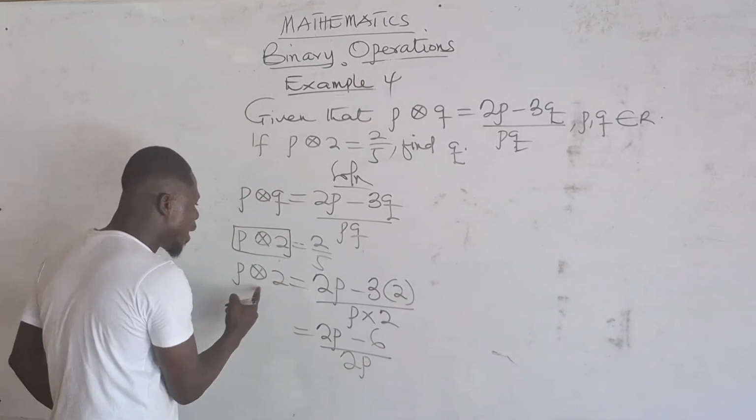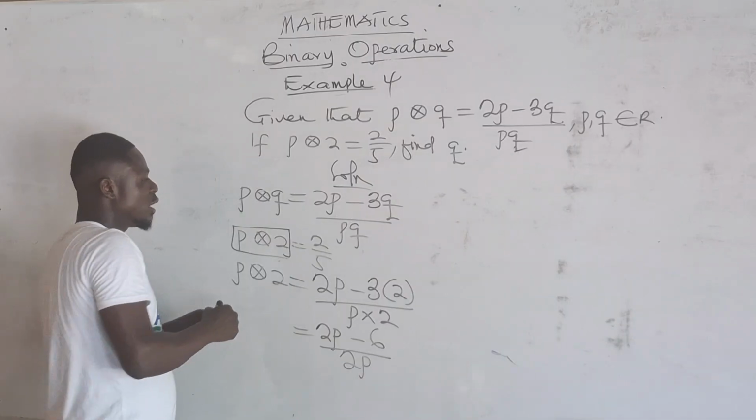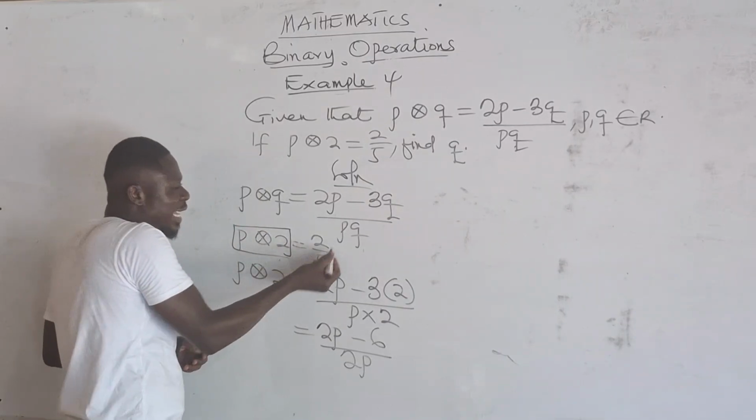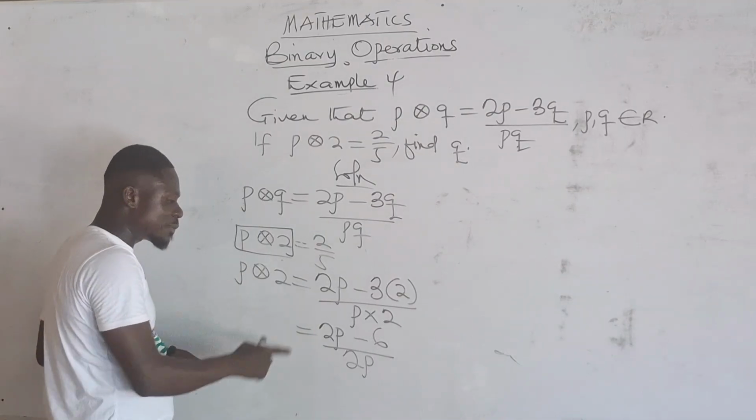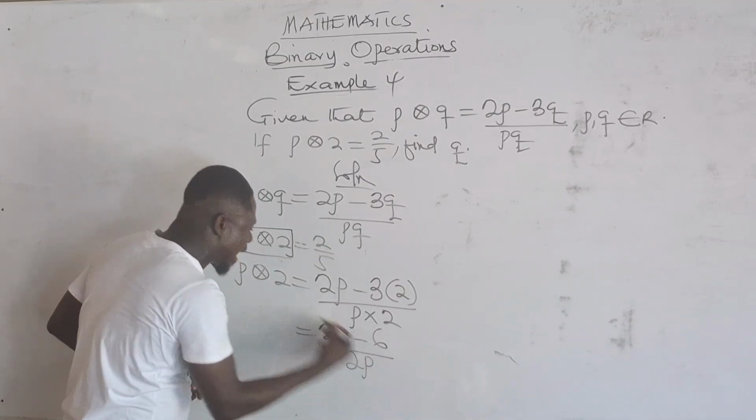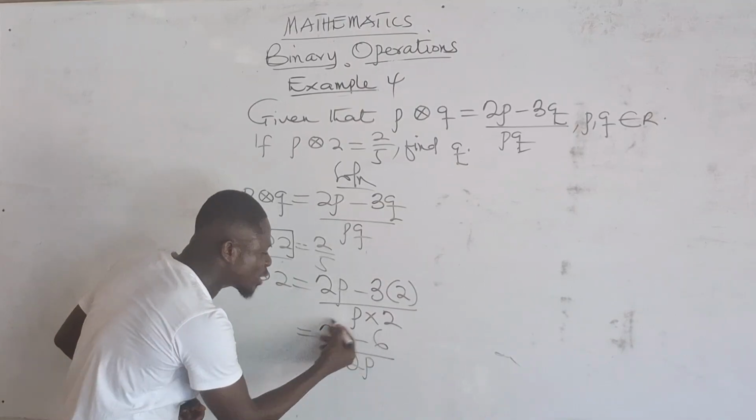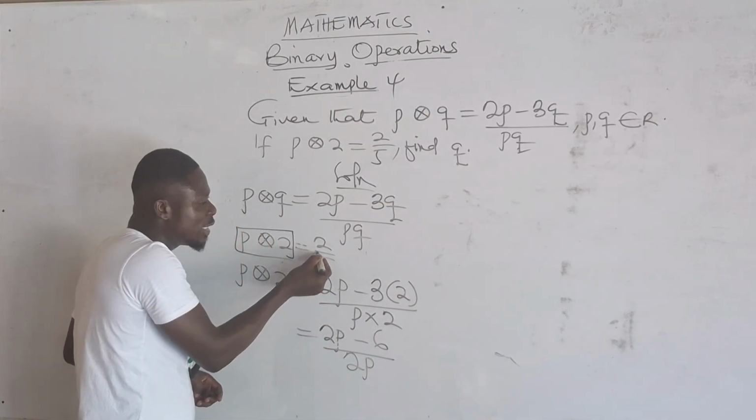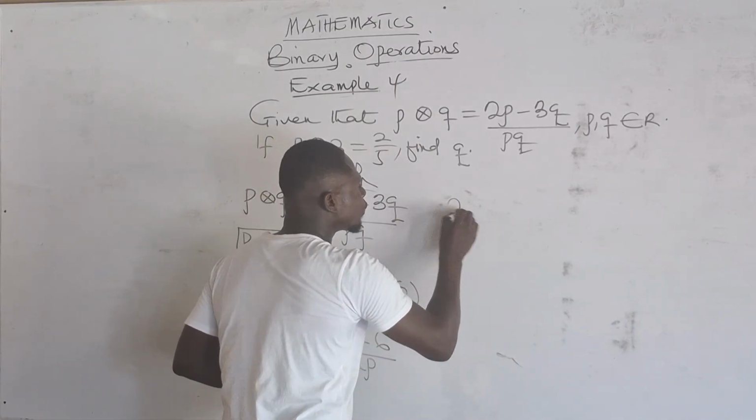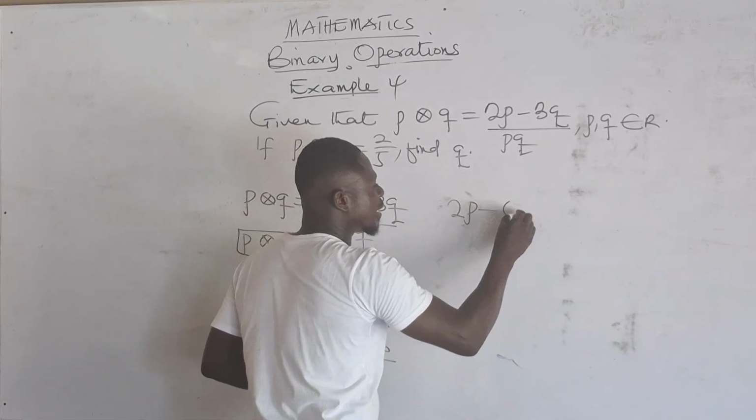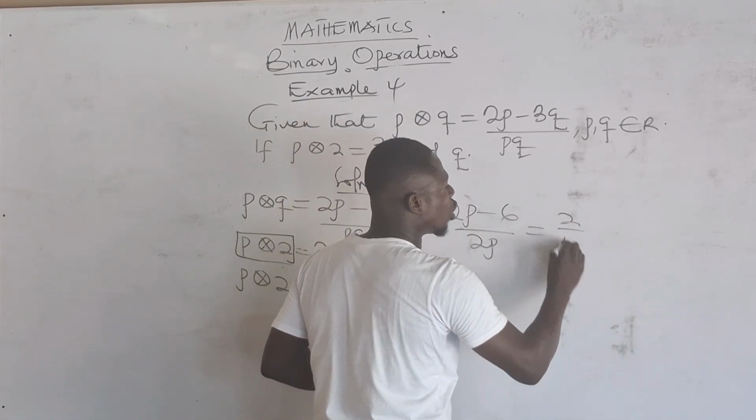This is the expression we have for this. And it was stated clearly in the question that when this is evaluated, the answer will be this. And after evaluation, we've seen that the expression here is for P operated on 2. It means that this one is equal to the 2 on 5. By equality, you have 2P minus 6 on 2P is equal to 2 on 5.